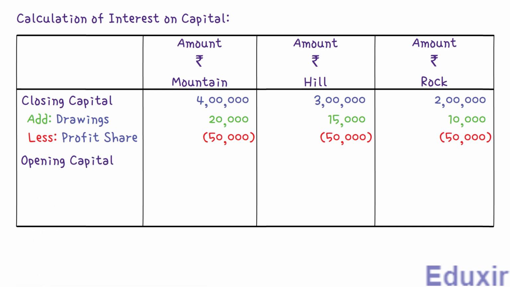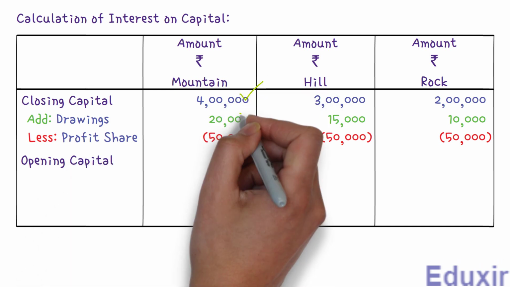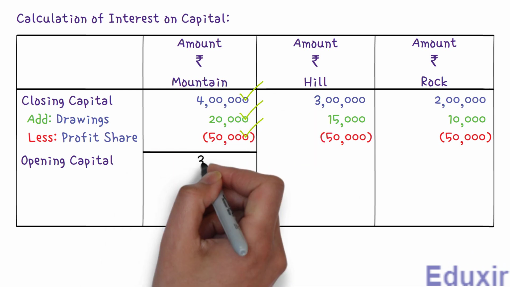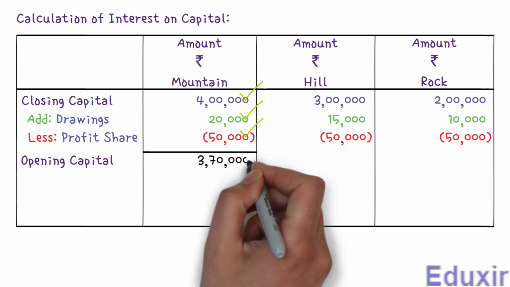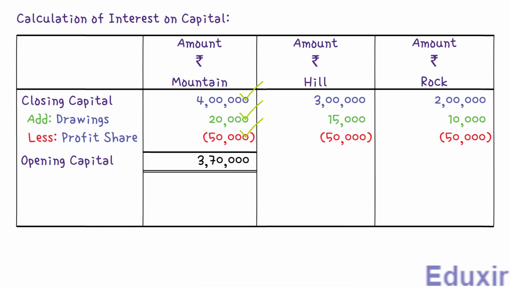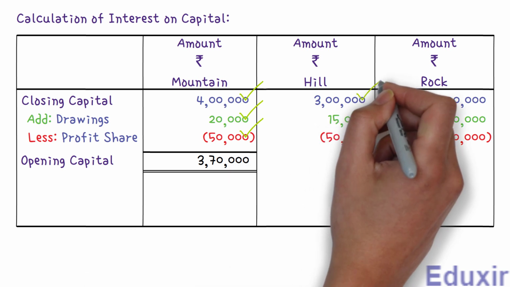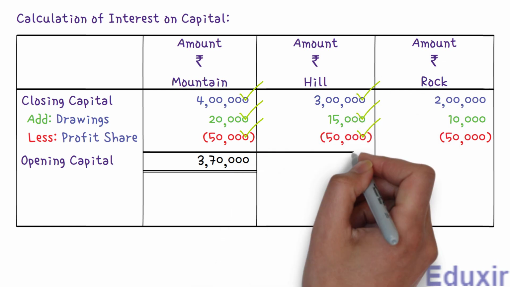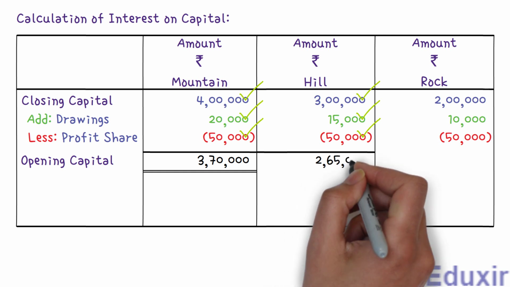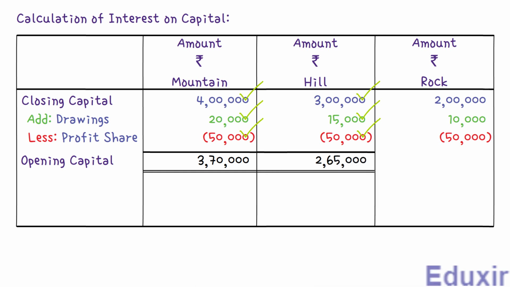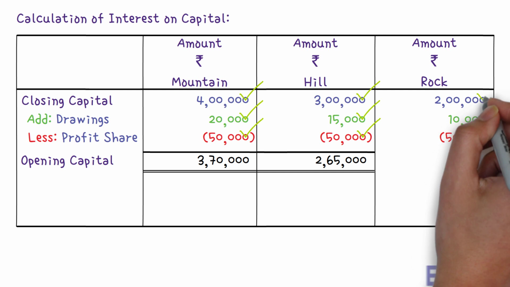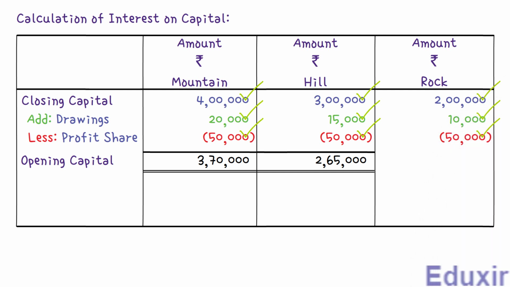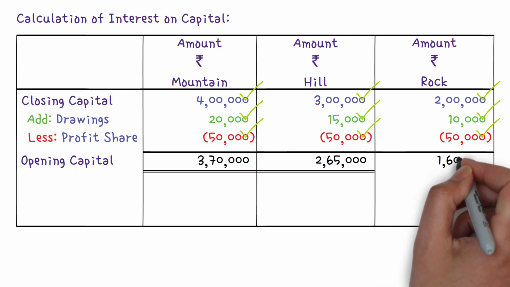For partner Mountain, from the sum of 4 lakh rupees and 20,000 rupees, if we subtract 50,000 rupees, we get 3,70,000 rupees. For partner Hill, from the sum of 3 lakh rupees and 15,000 rupees, if we subtract 50,000 rupees, we get 2,65,000 rupees. For partner Rock, from the sum of 2 lakh rupees and 10,000 rupees, if we subtract 50,000 rupees, we get 1,60,000 rupees.